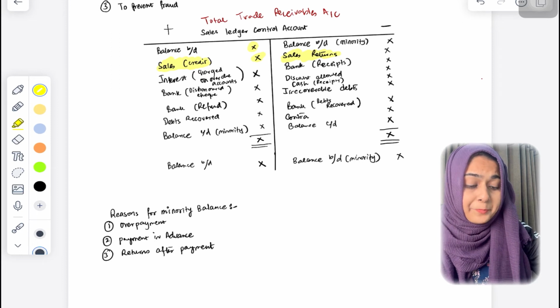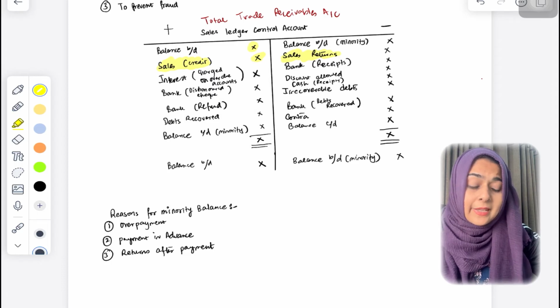Also, one more thing: when my customers pay me, the double entry for receipts from credit customers would be bank debit, trade receivable credit. So trade receivable is being credited, hence you need to write bank in the details, and you need to write the amount that you have received from your credit customers.